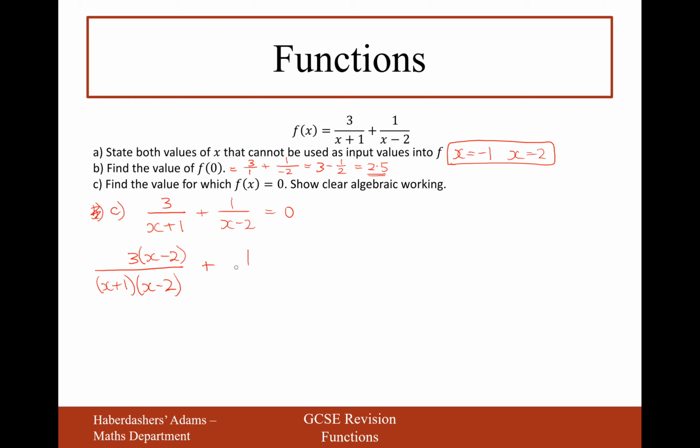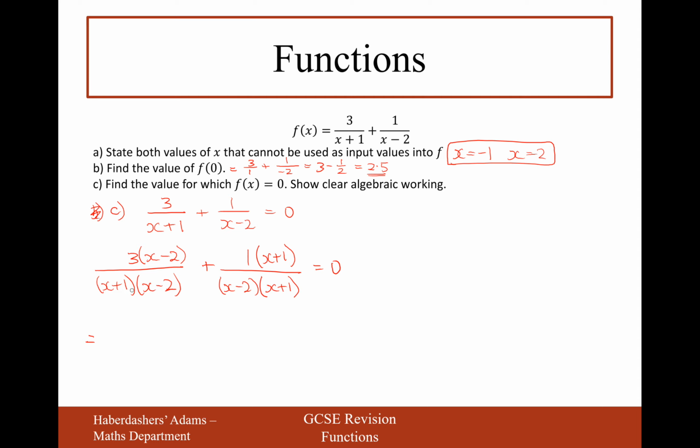I'll do exactly the same for the second term. I've already got x minus 2 on the bottom of the second fraction, but I need to have common denominators with the first one, so that must also have an x plus 1 on the bottom. And if it has an x plus 1 on the bottom, I need to put an x plus 1 on the top, so that the fraction stays equivalent to the line above.